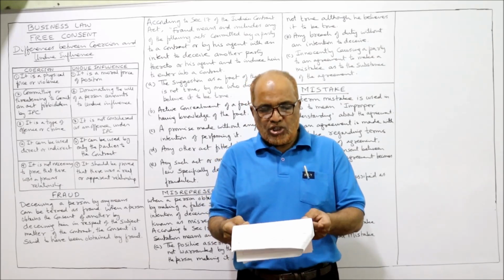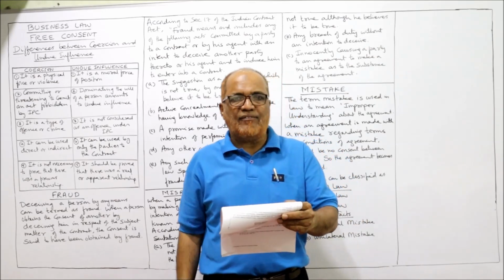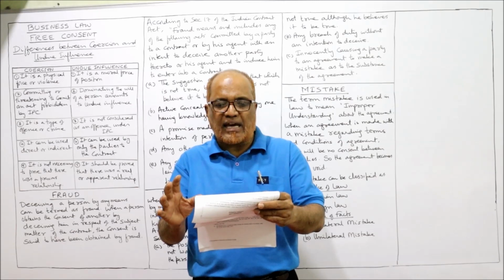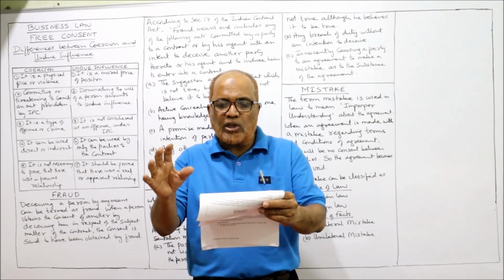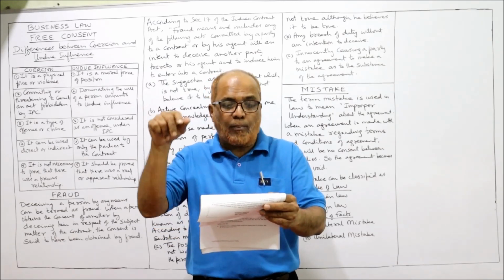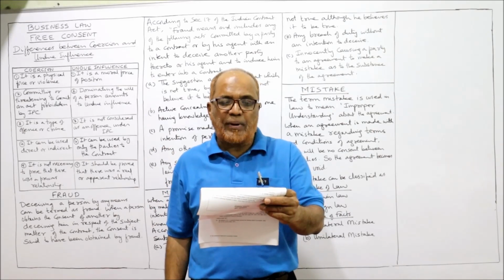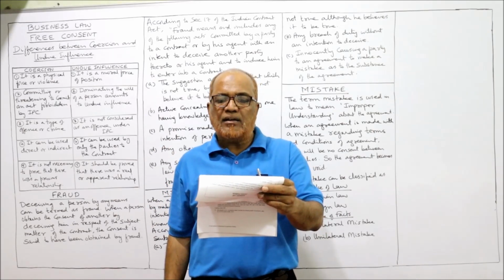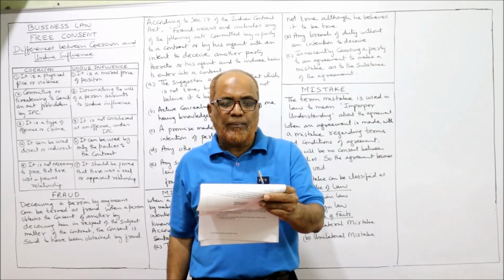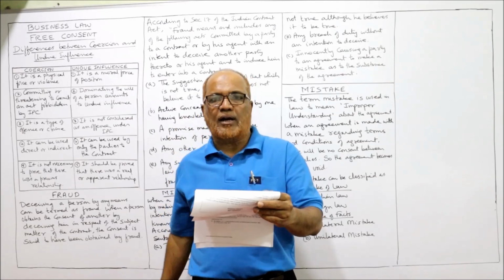Next, fourth, Shahrukh buys from Saif a painting which both believe to be the work of an old master, and for which Shahrukh pays a high price. The painting turns out to be only a modern copy. Discuss the validity of the contract.